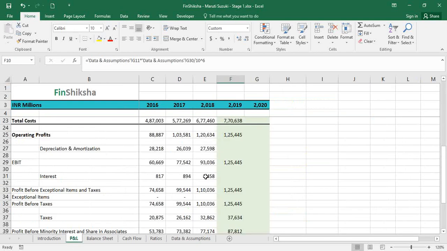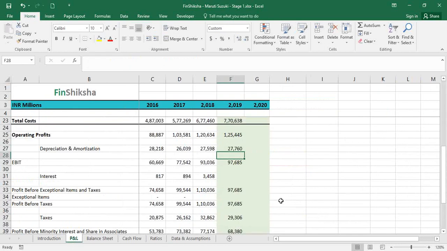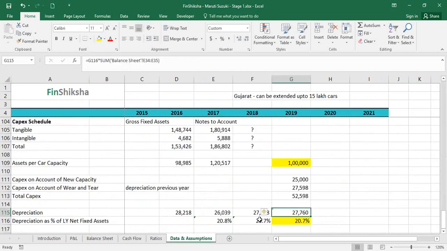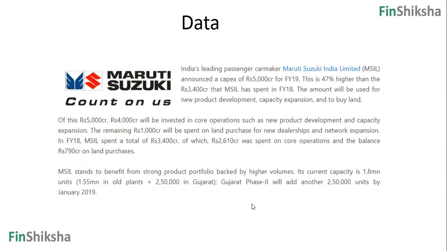We can go and plug in this depreciation number in our P&L. So I'm going to link this to 27,760. Depreciation plugs in there, right? Now, let's go back here and try and do two things. One, let's corroborate the data. So we said about 5,000 odd crore, and Maruti says that they are going to have roughly 5,000 odd crore for capex. Last year, they apparently spent 3,400 crore, but in the absence of definitive numbers, we're not going to put that number in.